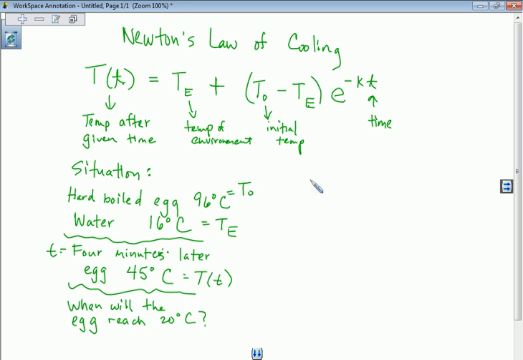Okay, so now let's plug in what we just identified. So we have 45 equals 16 plus 96 minus 16, e to the negative k times 4. Now we have to solve for k. So what do we do first? K is our constant. So 45 minus 16 is 29.